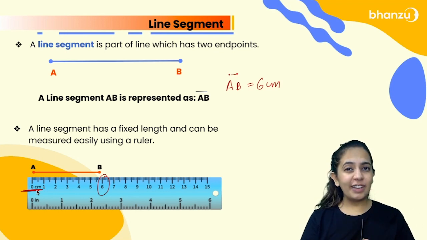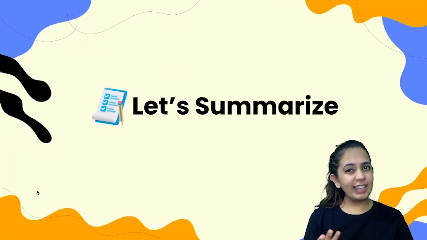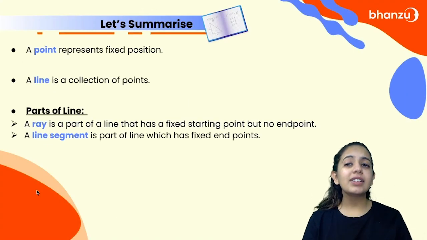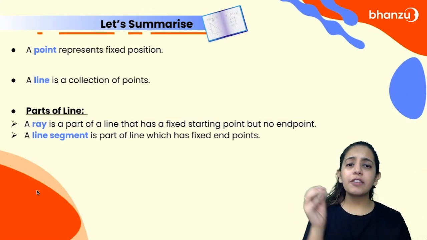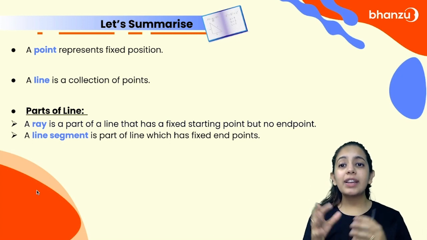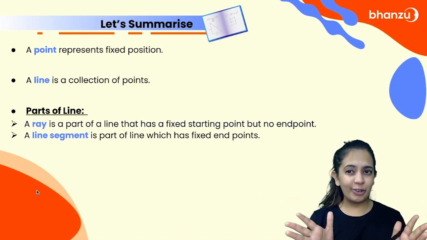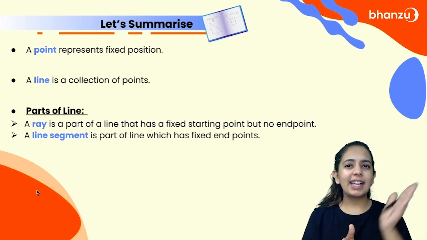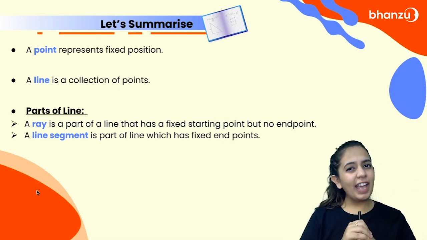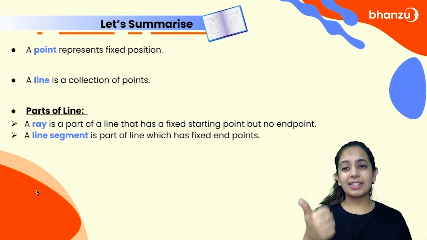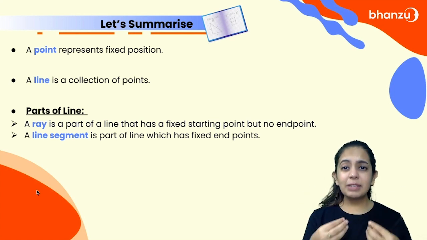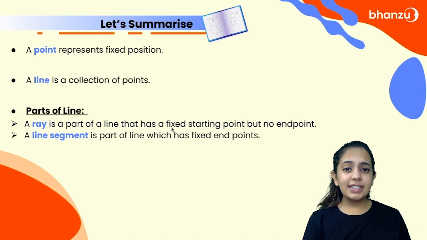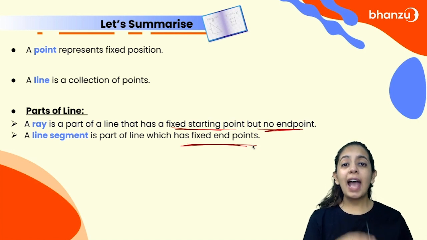Now, because we are done with all the topics, let's summarize everything that we have learnt in this session. So we have learnt about a point, that it represents the fixed position. We have learnt about a line, that it is a collection of points and it can be infinitely extended from both the endpoints. Then we have studied about the parts of lines, that is a ray and a line segment. A ray is a part of line that has fixed starting point but no end point. And a line segment is that part of line which has fixed endpoints and it also has a fixed length.